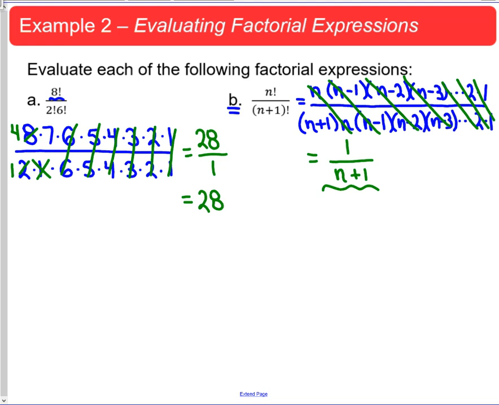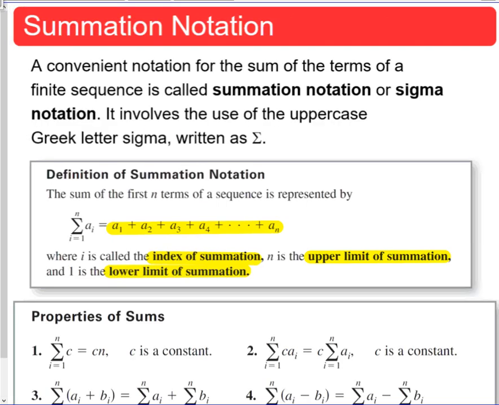Okay, we're going to move into Roman numeral number 3 and see if I can get Roman numeral number 3 done in this video. In Roman numeral number 3 in your note-taking guide, we are looking at summation notation or sigma notation, a convenient notation for the sum of the terms of a finite sequence. It's called summation notation or sigma notation. It involves the use of the uppercase Greek letter sigma, and that's that quirky little symbol that you see going along with the definition right in the middle of the page.